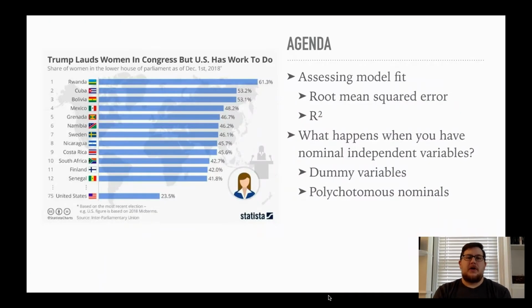Okay, so our agenda, we're going to assess model fit. There are really two things I want to talk about there. The first one is known as root mean squared error, which is exactly what it sounds like. And then we'll talk about the more common and the more useful of these two, which is called R squared. And then, in our last example, we talked about having a ratio or interval level dependent variable in our bivariate regression. This time we're going to talk about what happens if you have nominal independent variables. So we'll start by talking about dummy variables, and then we'll talk about polychotomous nominals. Polychotomous means simply that it has multiple values, not just two. It's not just a binary 0, 1 dummy variable. Okay, all right, so let's dive right in.